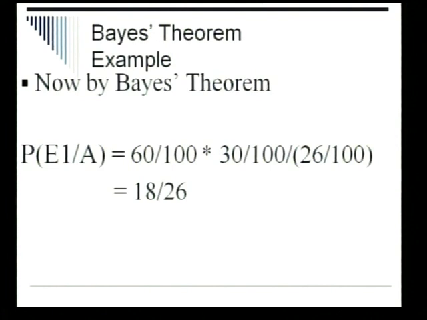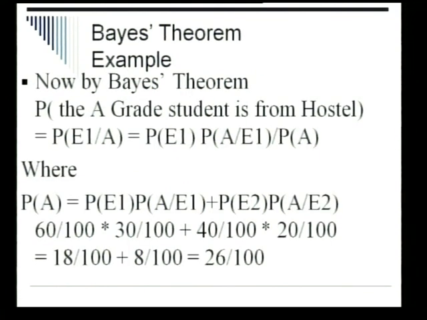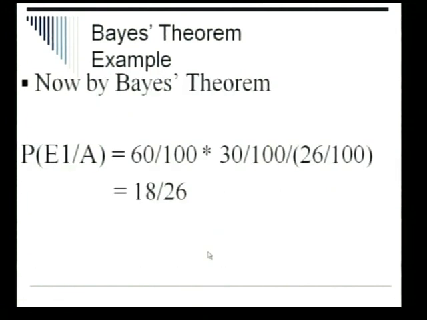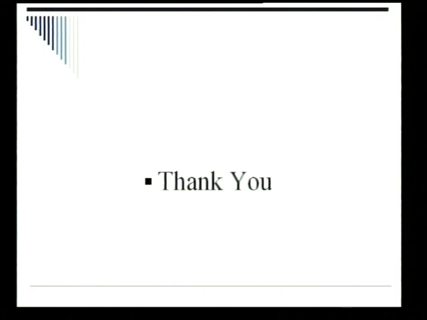So now we apply the Bayes theorem. Substituting all the values, probability of E1 into probability of A given E1 is 60 by 100 into 30 by 100, divided by 26 by 100. So the corresponding probability is 18 by 26.